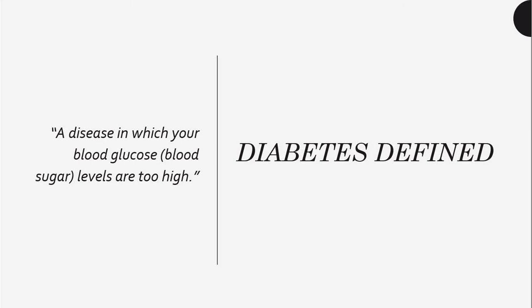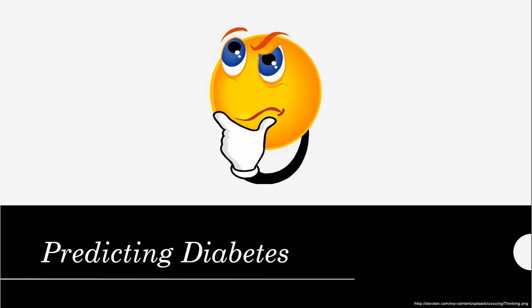According to Medline Plus, diabetes, also known as diabetes mellitus or DM, is a disease in which your blood glucose or blood sugar levels are too high because your body is either unable to make enough insulin or can't use its own insulin as well as it should. In order to create our predictive model, we define diabetes using the Agency for Healthcare Research and Quality Clinical Classification System using specified CCS codes.